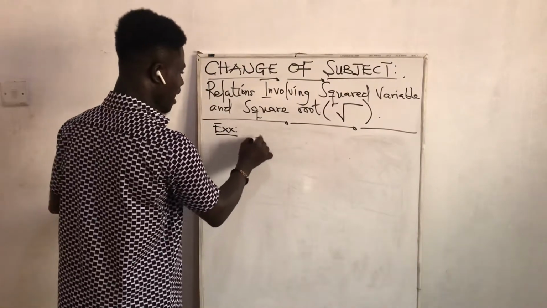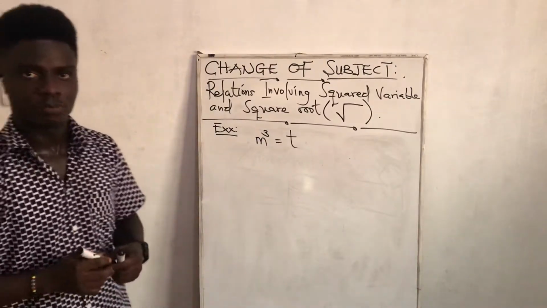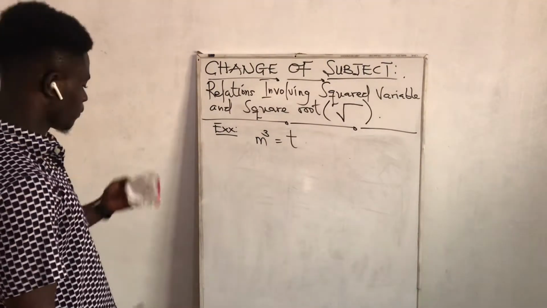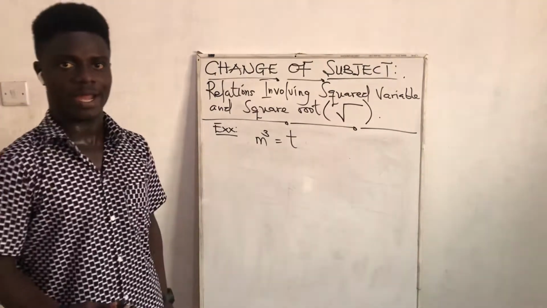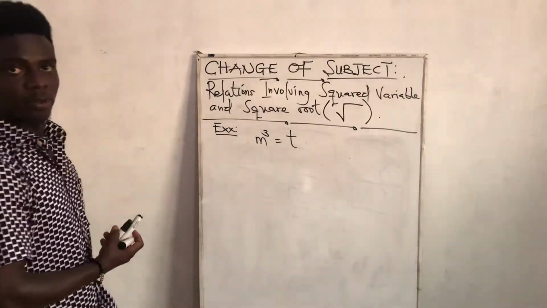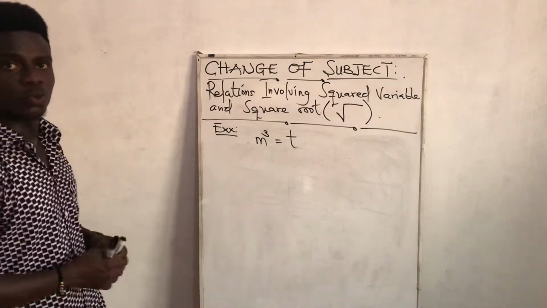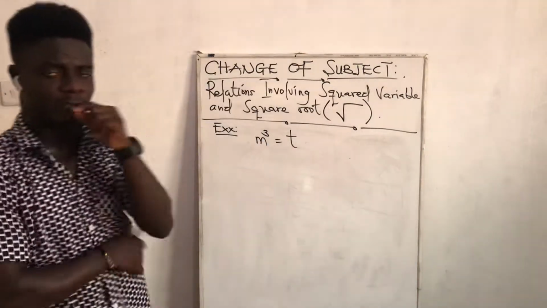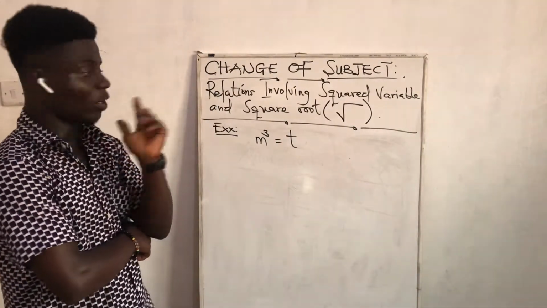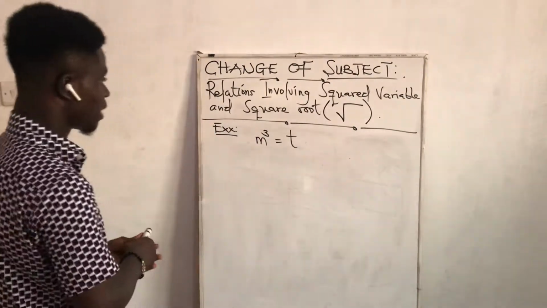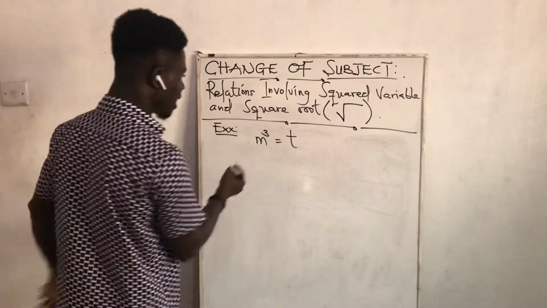Let's say I have M cubed equals T. This time around, M is cubed. So we want M, but not M cubed. So what do we have to do? We have to take the cube root of both sides of the equation.